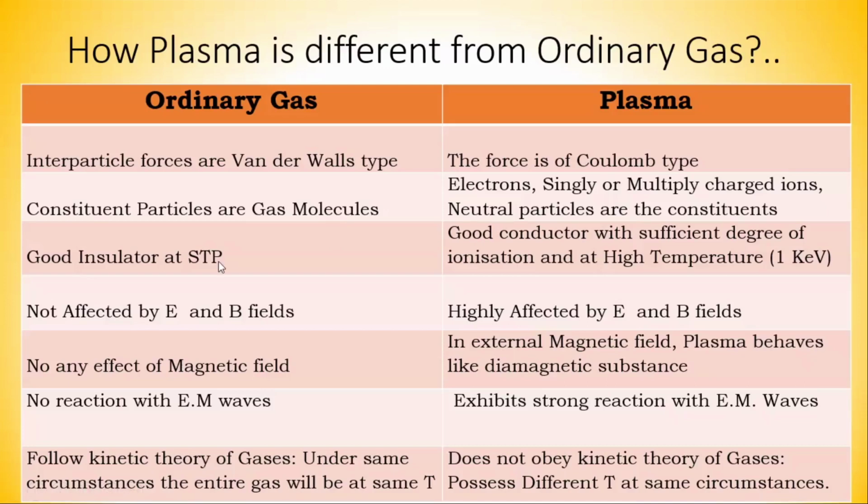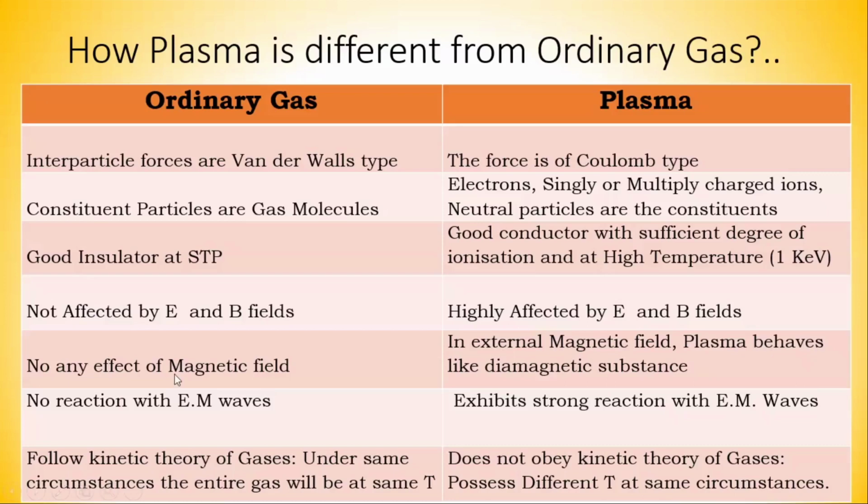Right? As we have discussed, ordinary gas is an insulator at STP, that is, standard temperature and pressure. Whereas the plasma gas is a good conductor at a high temperature. The ordinary gas is not affected by the electric and the magnetic field, whereas the plasma gas is affected by the electric and the magnetic field. Why? Because it consists of charged particles, right? And if it consists of charged particles, it will be affected by the electric and the magnetic field.